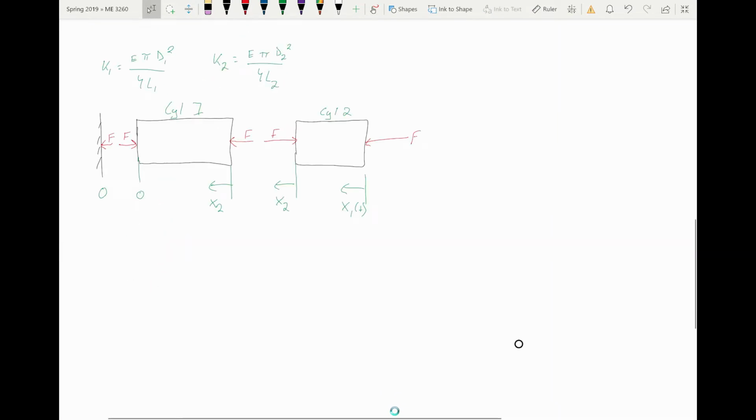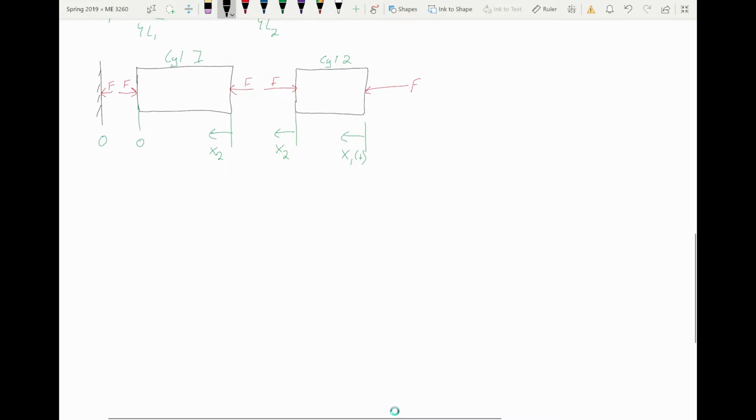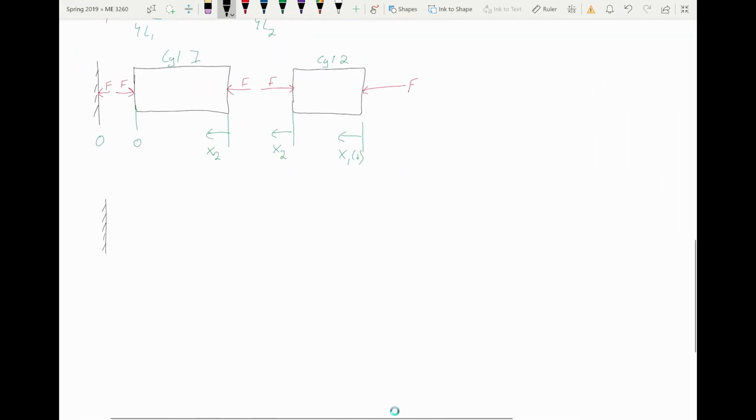Alright, now that we have equivalent spring constants for the two cylinders, we're going to simplify this system and draw it as springs rather than cylinders for our purposes. So obviously we still have ground. Then we have spring 1, spring 2, and we still have the same forces acting upon it. So force compressing the spring at one end, a reaction force between the two springs, equal and opposite reaction force, and then the reaction force at the wall.